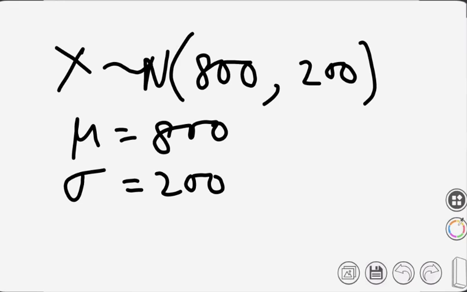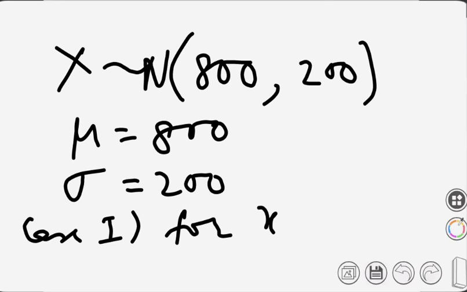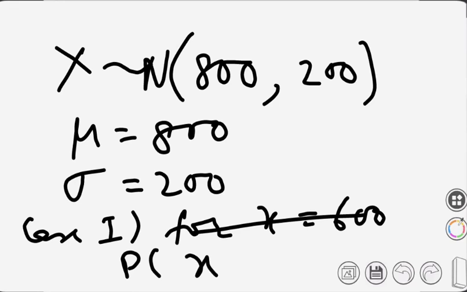Find the area under the normal variate in each of the following cases. Case A. So what is case A or case 1? For x equals 600. Let me ask you in a different manner. If I ask you, what is the probability x greater than 600? So how to use the normal distribution table, the standard normal table? Let's try to do that. Try to understand.